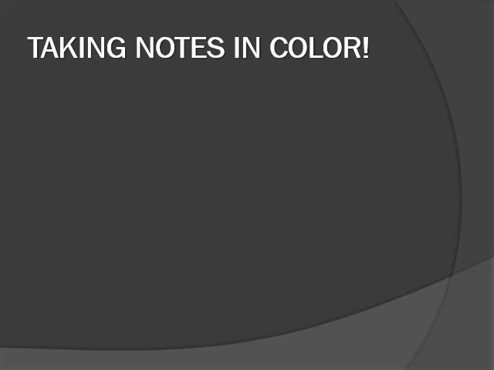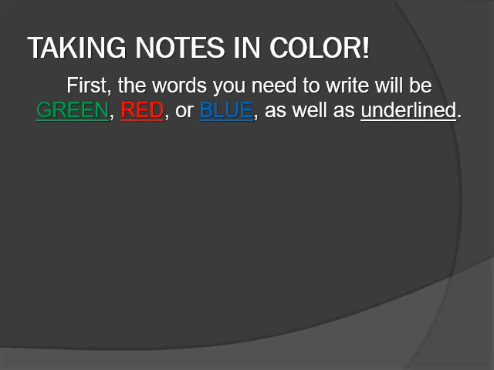So you're going to be taking notes a little bit differently today. You're going to be taking them in colored pencil. So anytime that you're looking at the screencast, any words that you need to write are either going to be in green on the screen, red, or blue, and they will also be underlined. You will not have to actually write anything that's written in white. Okay, so just kind of be ready for that, and I'll help you out as we go along.